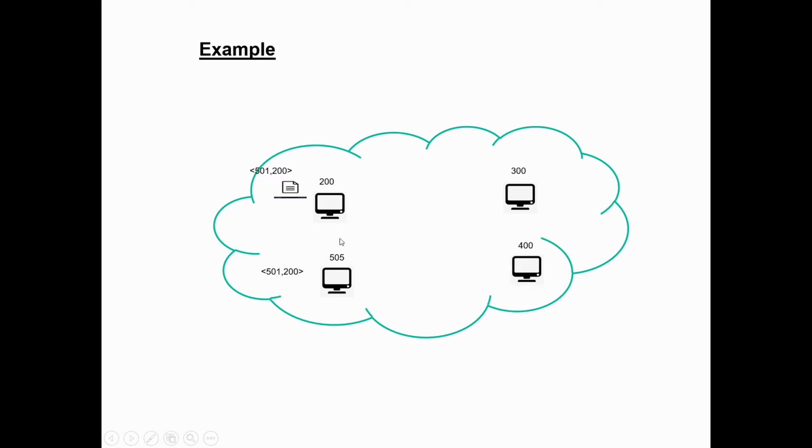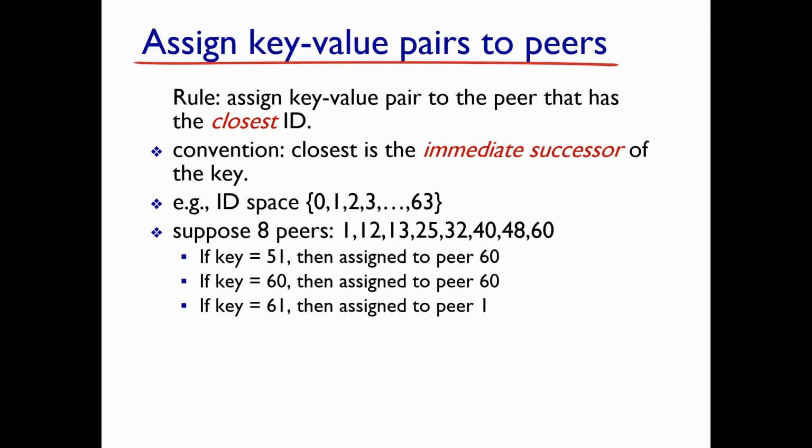So in this case it is 505. So the requesting node will be able to retrieve the value for the key. Once it retrieves the value for the key, it will be able to contact the node and download the file. This is the procedure of storing the hash key value as well as retrieving the value for a given hash key. Now let us see the rule in detail.